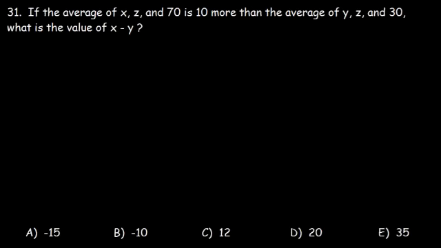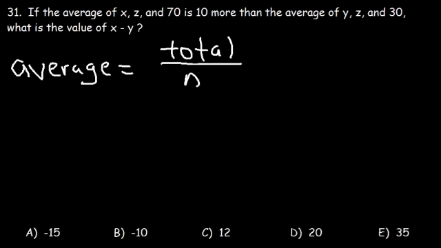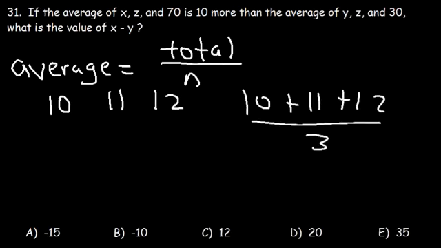31. If the average of x, z, and 70 is 10 more than the average of y, z, and 30, what is the value of x minus y? So the equation for the average is equal to the total value divided by the number of values. So let's say we have three numbers, 10, 11, and 12. These numbers are consecutive, and if we wanted to find the average, it would be 10 plus 11 plus 12 divided by 3, which is equal to the number in the middle, which is 11. So that's how you find the average of a number.